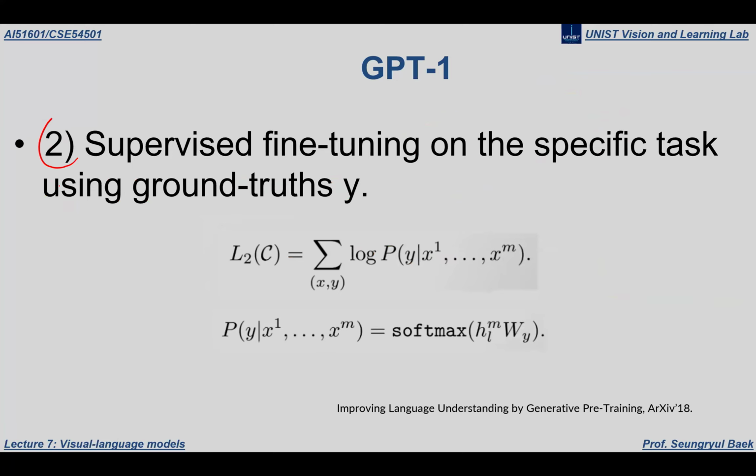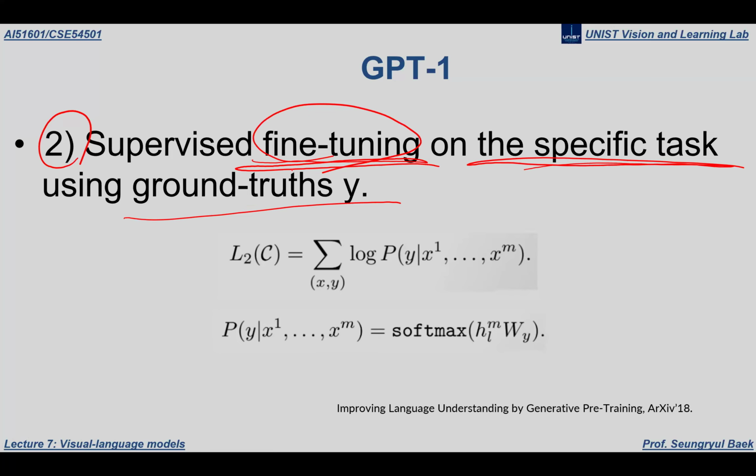And then in the second stage, they fine-tuned on the specific task using ground truth. After training the big architecture, they fine-tune the pre-trained architecture to the specific task that provides a small number of ground truths.